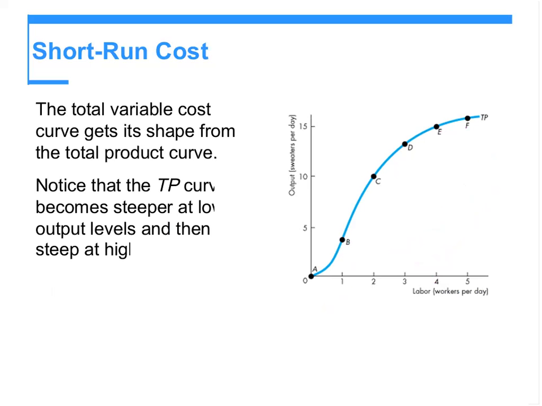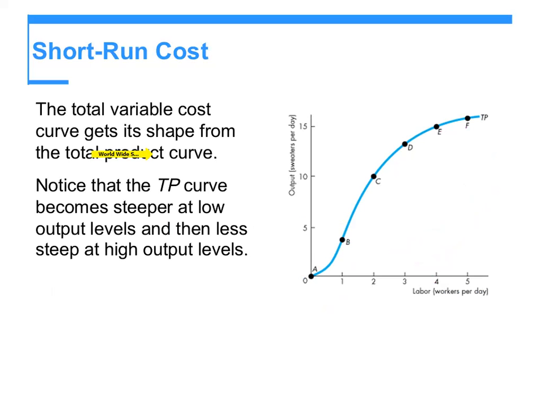So the total variable cost curve gets its shape from the total product curve. This shape for the product curve, the same thing goes for the cost as well, because they have the same nature, but this is the cost which is going to be imposed on the company when it's sold. So if you remember, they have the same product curve. As the number increases, the total cost also increases. Total variable cost, sorry. Total variable cost gets its shape from the total product curve, as we had it before.